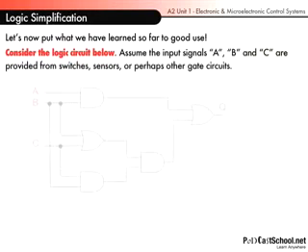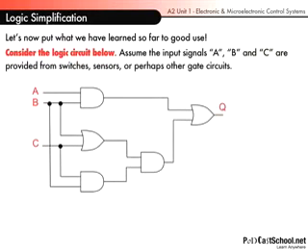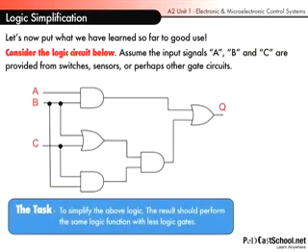Alright, I've said there, look at this circuit below. Okay, we've got three inputs, A, B and C. We've got an AND gate here, an OR, an AND, and an OR. It's not a complicated circuit, but my suggestion is that it's not actually minimal. What I'd like you to do is to simplify this circuit, and the result should perform the same logic function but with fewer logic gates. So how would you do that? Well, let's have a look.